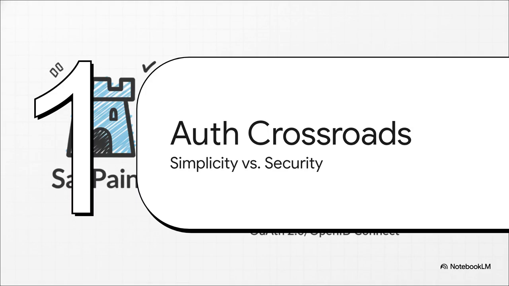All right, basics are out of the way. And now we are at that crossroads I mentioned. Your choice between an API token and OAuth 2.0 really just boils down to a classic trade-off: simplicity versus security. Let's break down what that actually means.